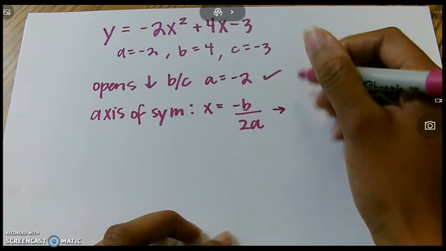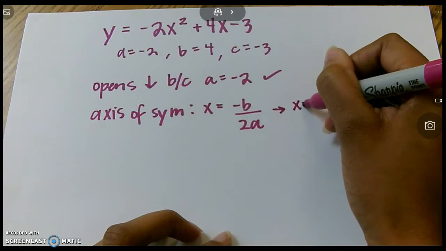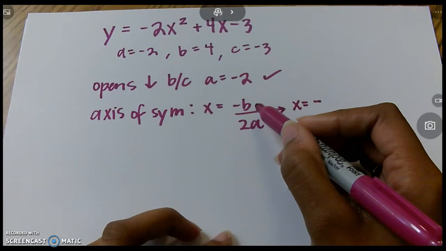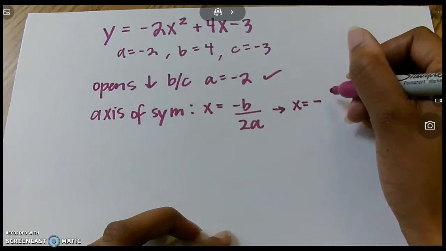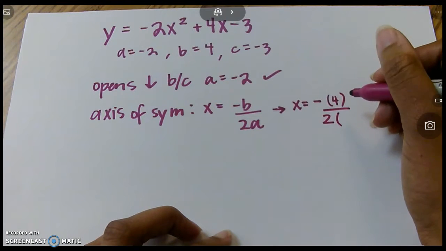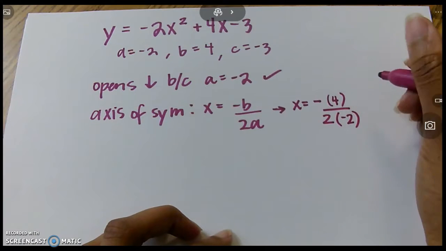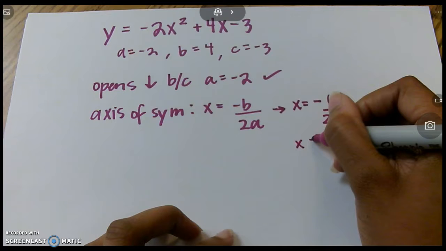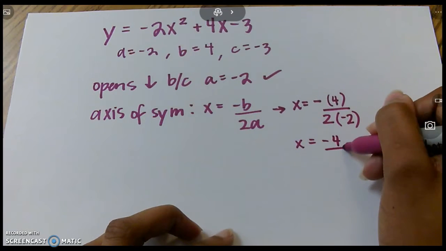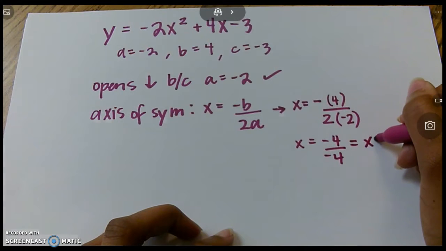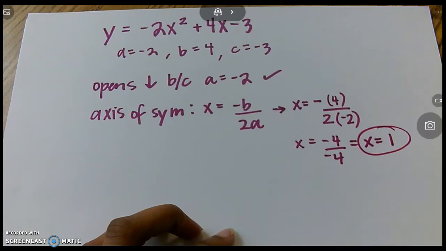So to do that, I'm just simply going to write x equals, include that minus sign that's in the formula, and I'm going to replace every variable with the values from my function. B is 4, and I'm going to multiply my a by negative 2. Once I solve it out, x equals negative 4 over negative 4, which reduces to x equaling a positive 1. This is my axis of symmetry.